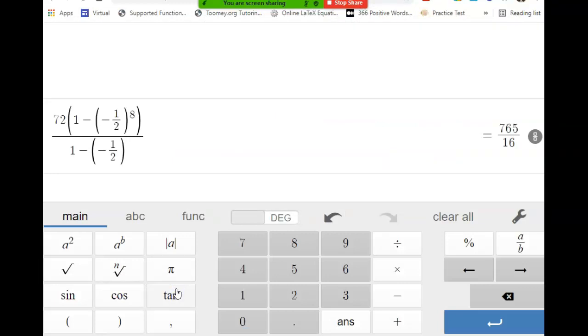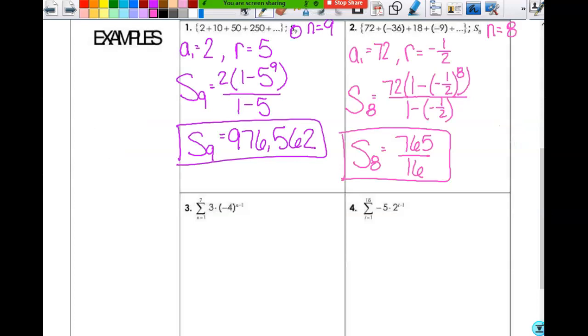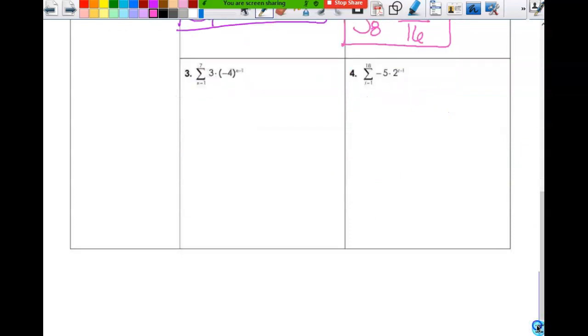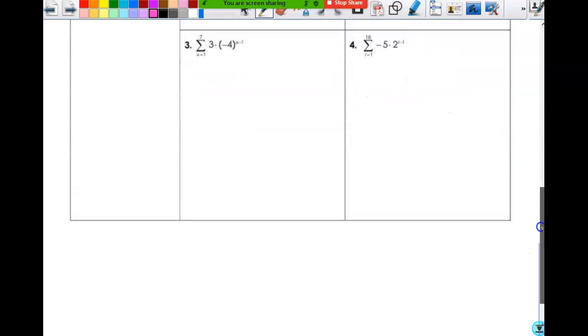Lots of parentheses there, and it's really safer just to go ahead and let the calculator do what it's going to do instead of you trying to simplify any of it. Okay, we good? All right. So let's look at number 3. So number 3, same idea, but I have, ooh, I almost gave it away.